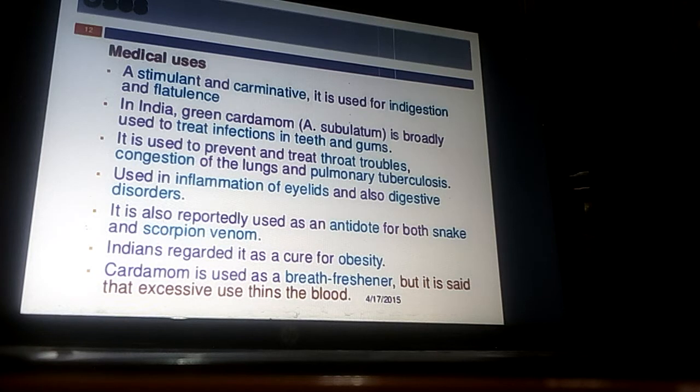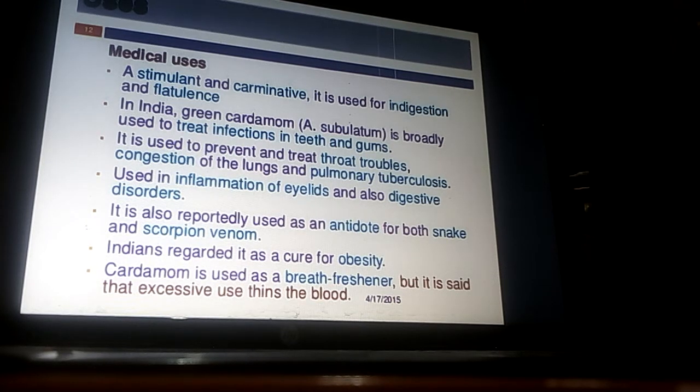In India, green cardamom is broadly used to treat infections in teeth and gum. It is used to prevent and treat throat troubles also, and congestion which occurs due to pulmonary tuberculosis. It is also helpful in inflammation of the eyelids. It is also used as an antidote for both snake and scorpion venom. When snake poisoning or scorpion poisoning occurs, it will act as an antidote.